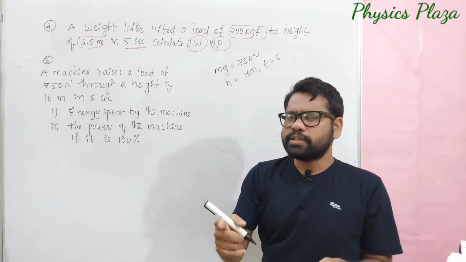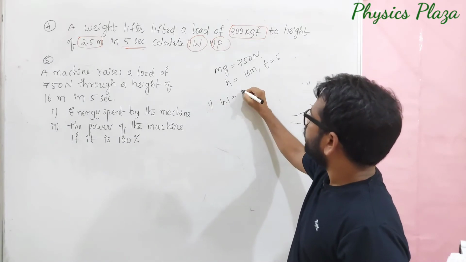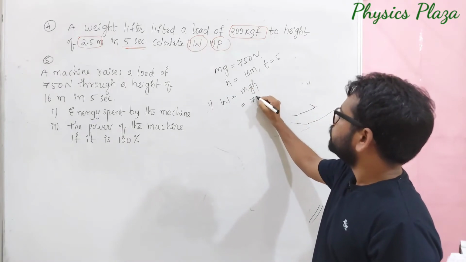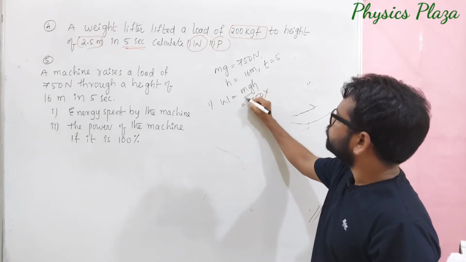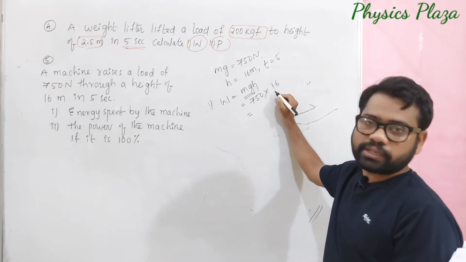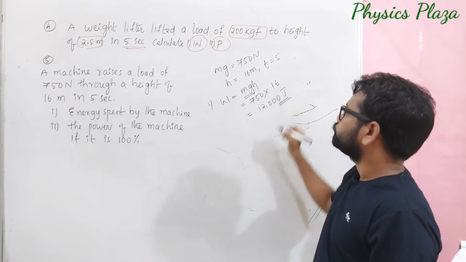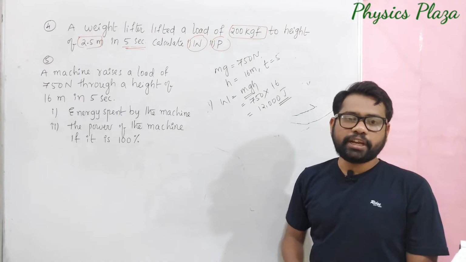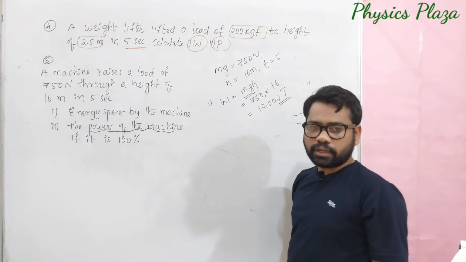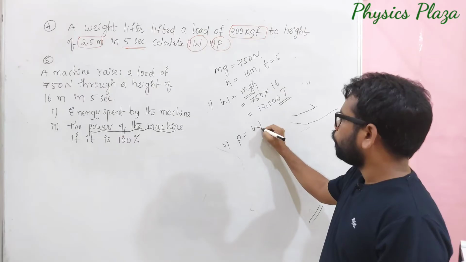Now let us calculate the energy spent first. Dear children, energy spent is equal to work done. So here W is equal to mgh. Mg is given as 750, height is given as 16. So 750 into 16 is how much, children? It is 12,000 joules, the energy spent by the person. Then they are also asking us to calculate the power of the machine. So children, we know that power is equal to work by time.